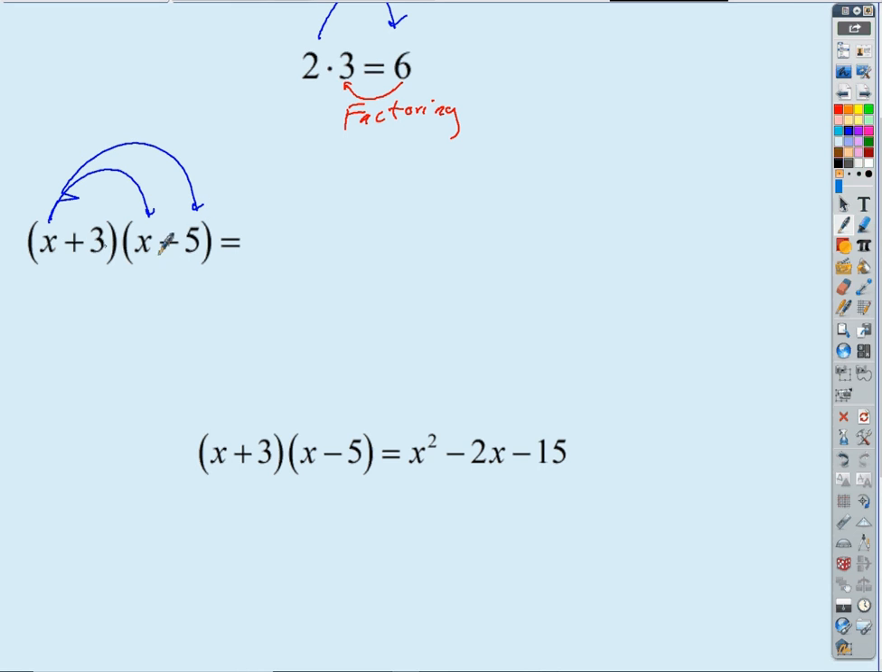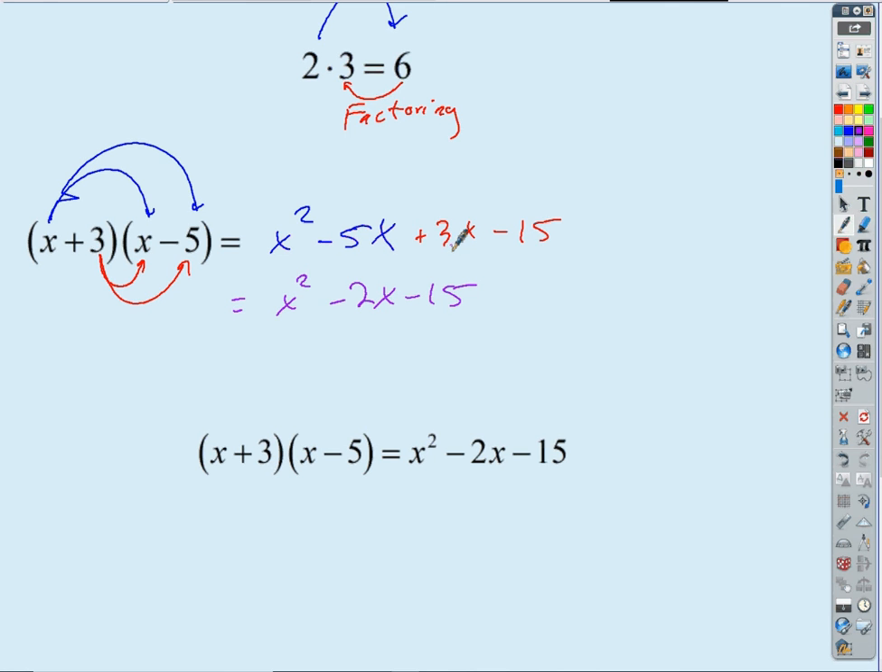If I distribute the x, what's x times x? X squared. X times negative 5. Good, right? So there are the first 2 terms of our answer. And then we distributed the x, so now we have to distribute the 3. 3 times x is, and 3 times negative 5 is, good. And then if we just added all those terms up, what are we going to get? X squared minus 2x. Good, because the negative 5x and the 3x are like terms, right?